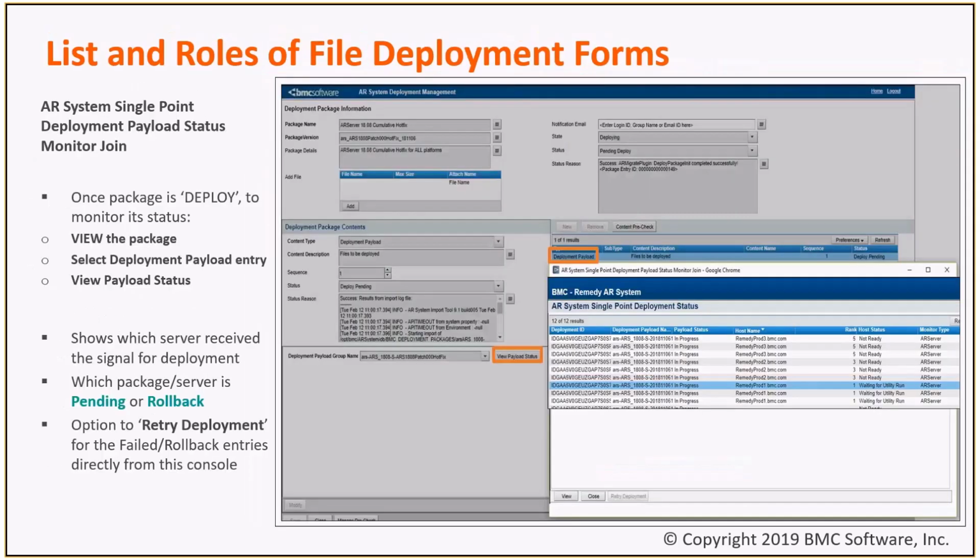The next form is AR System Single Point Deployment Status Monitor Join. Once the package is deployed, we can see the status of the package by viewing the package, selecting the deployment payload entry, and then selecting View Payload Status. This will show which server receives the signal for deployment, or which package of the server is pending or already rolled back. The option to retry deployment is present here, which we can use for the entries which are failed or rolled back.